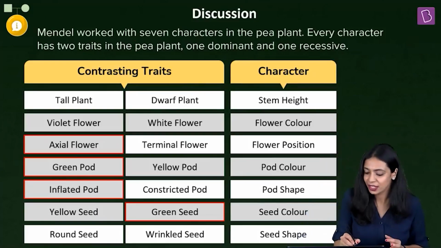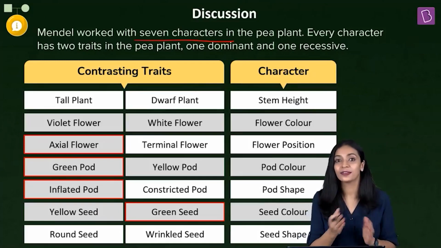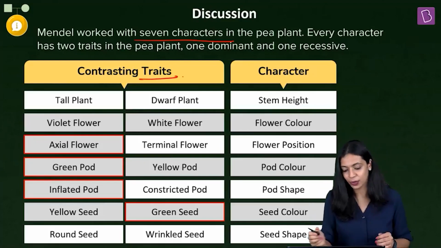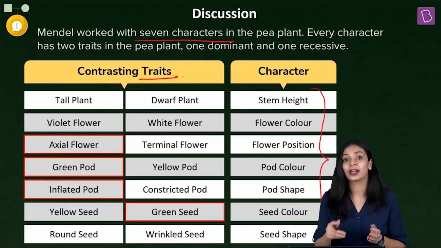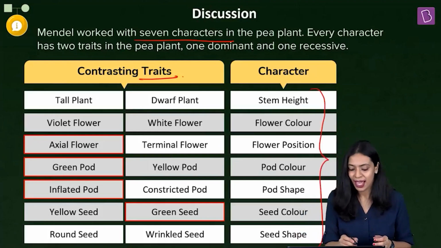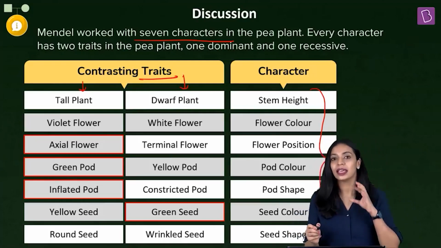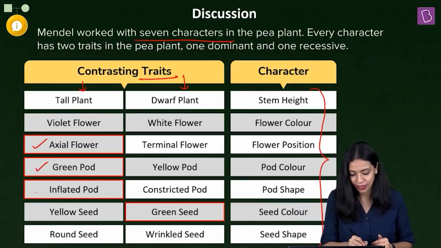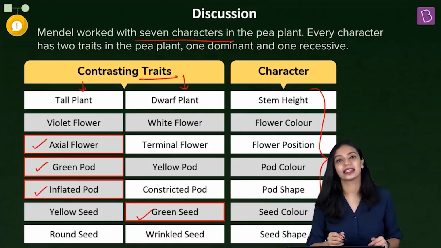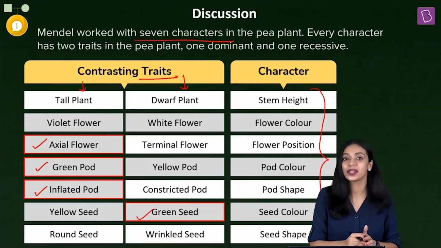Mendel chose 7 characters in pea plants. Each of these 7 characters that Mendel chose had 2 contrasting variants that are called traits. Okay, so here's a list of all the 7 characters that Mendel chose to focus on in pea plants, and here are the contrasting traits for each of these characters. In the options in this question, we are given axial flower, green pod, inflated pod, and green seed. And we are asked to find out among these traits in the pea plant, which one is recessive.